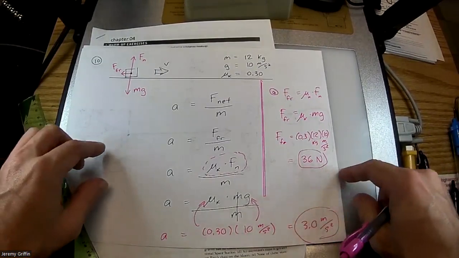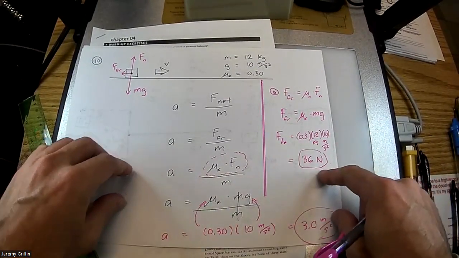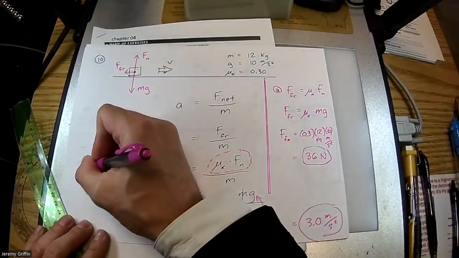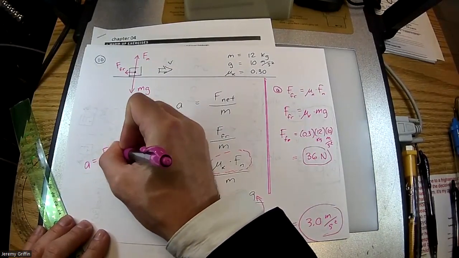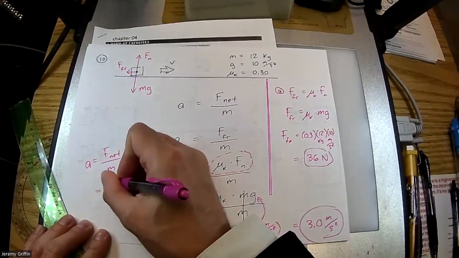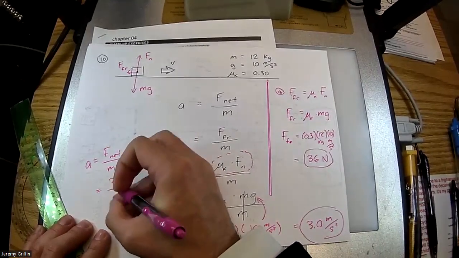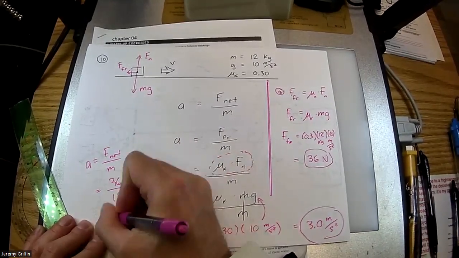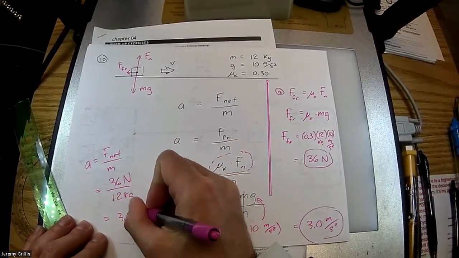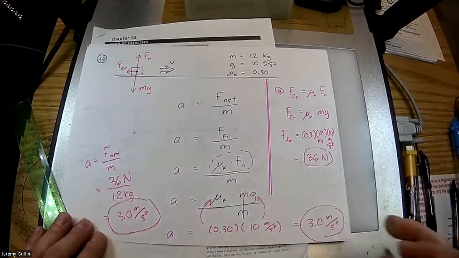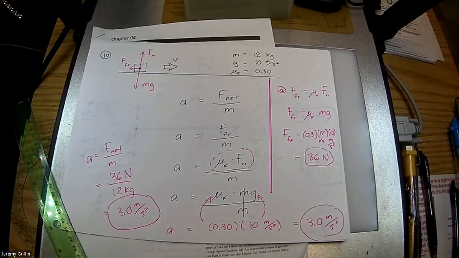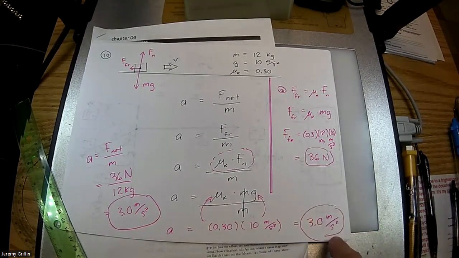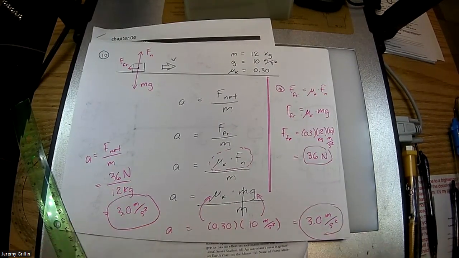But we could have done it that way too, instead of canceling out the mass. Because wouldn't the acceleration be net force over mass, which is 36 newtons acting on 12 kilograms, is still 3 meters per second squared? Could have plugged in the numbers to begin with, but in terms of variables, we get the same thing. Okay. So there you go. Plug the numbers early, plug the numbers late, still get the same answer.